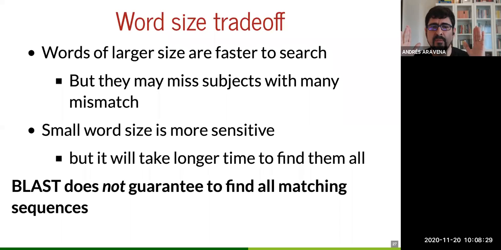The bigger the word size, the faster the search, but you may miss some subjects that have too many gaps, too many mismatches. Small words are more sensitive. You will find more things, but they will take longer.